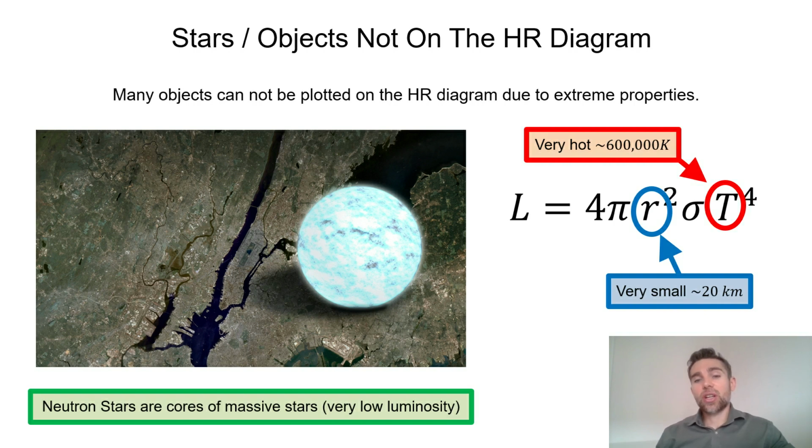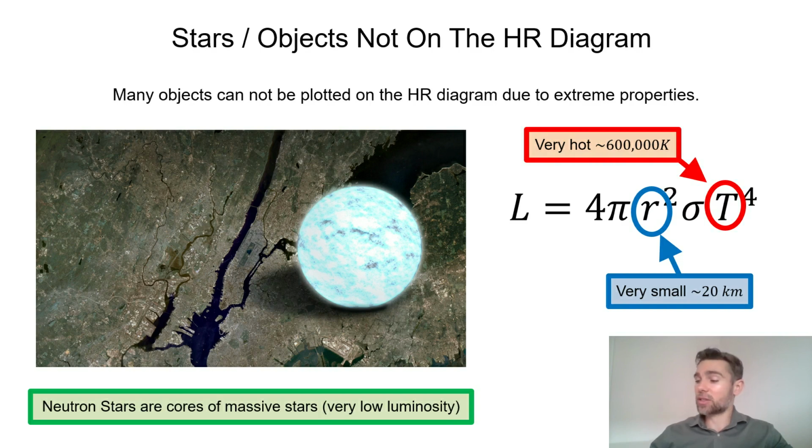So we're just going to finish this off with some objects or stars that don't appear on the HR diagram. So we've got red giants, supergiants, main sequence stars, red dwarfs, white dwarfs, but there's a number of stars and objects that don't appear on this HR diagram, and we'll explain why. So neutron stars don't appear on the HR diagram. Why is that? Well, neutron stars are the end point of more massive stars than the Sun.